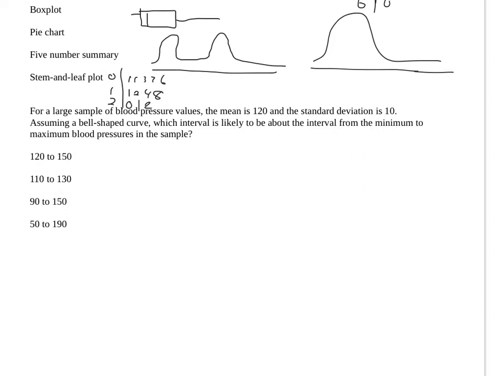For a large sample of blood pressure values, the mean is 120 and the standard deviation is 10. Assuming a bell-shaped curve, which interval is likely to be about the interval from the minimum to the maximum blood pressures in the sample? Now this is calling back something called the empirical rule. I'm going to write that down. This is actually very important. Empirical rule.